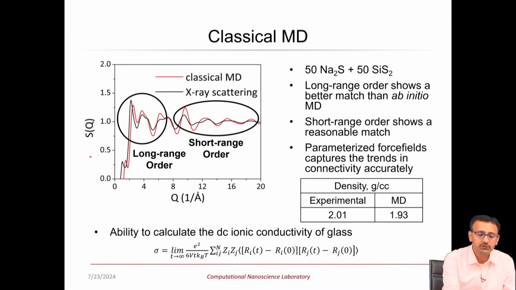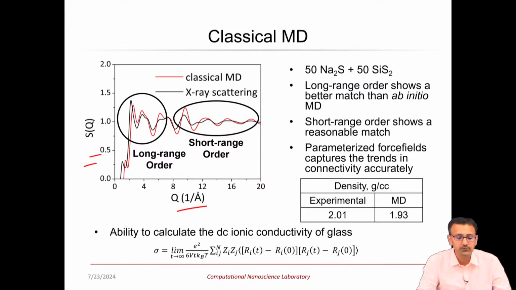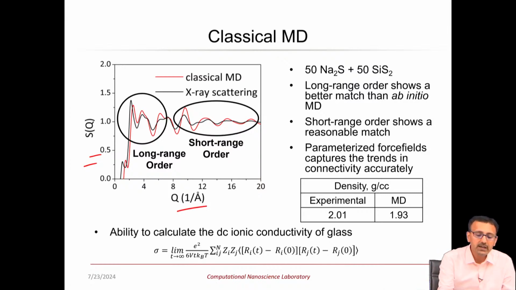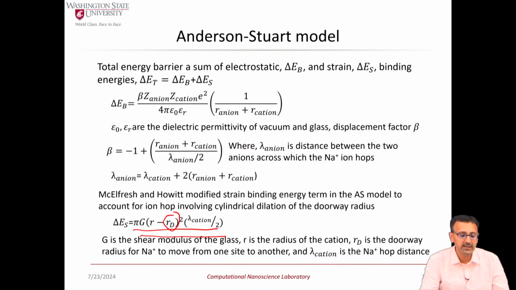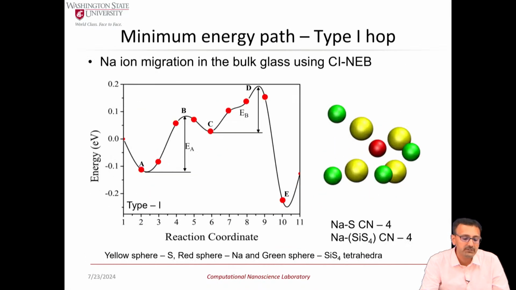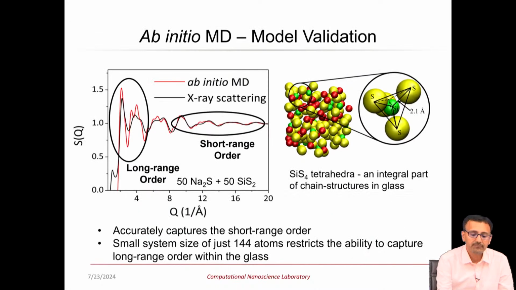So we compared the structure from X-ray scattering, the ab initio molecular dynamics, and classical molecular dynamics. I'll show you the structure factor versus the Q space data. What we find is when we look at classical molecular dynamics, we get a much better long range or medium range order agreement, while the short range order shows quite a bit of difference from the X-ray scattering data. This is the opposite of what we found from the ab initio molecular dynamics. Remember, there we had a much better agreement for the short range order, but a bit of a difference for the long range or medium range order.